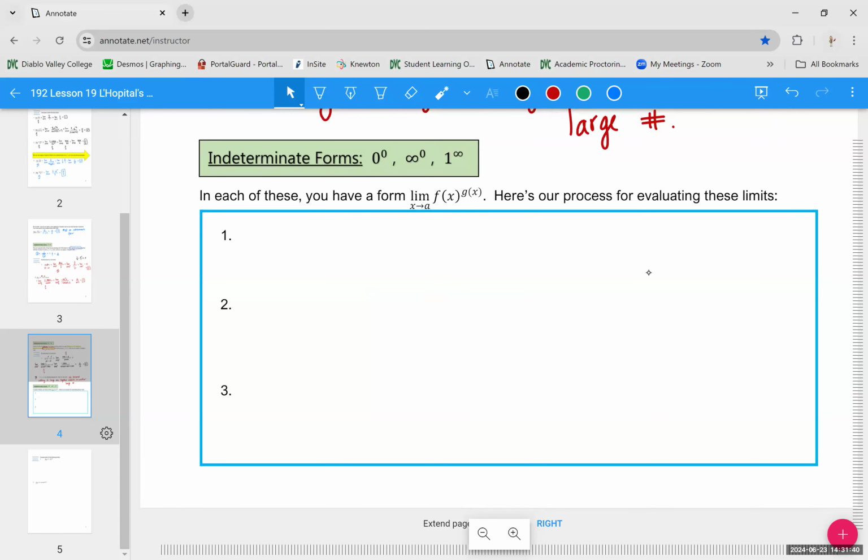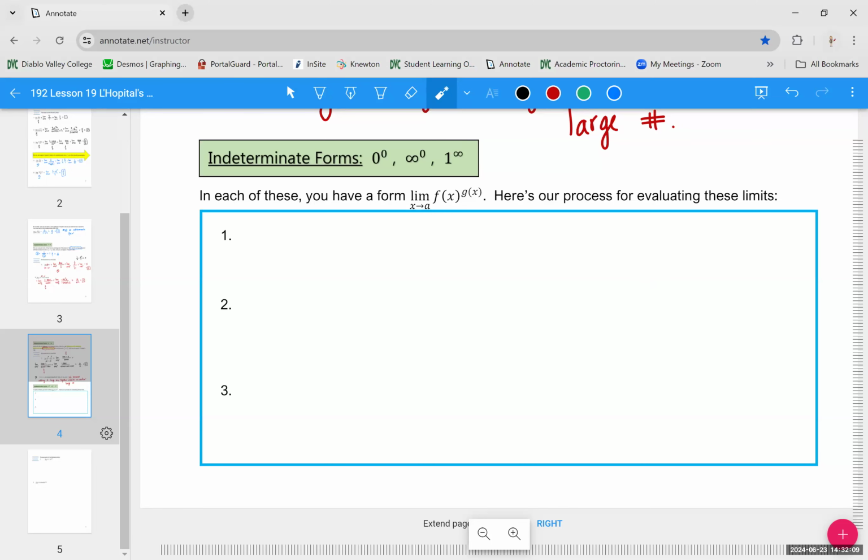Okay, and then last but not least, we're going to be dealing with the exponential form. So 0 to the 0, infinity to the 0, and 1 to the infinity. I know that you would think 1 to the infinity would just be 1. But again, if you have a base that's approaching 1 in some way and the exponent is approaching infinity, sometimes it wins out that it actually goes to infinity or it goes to 0. It's hard to say.